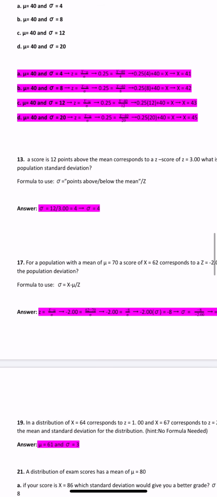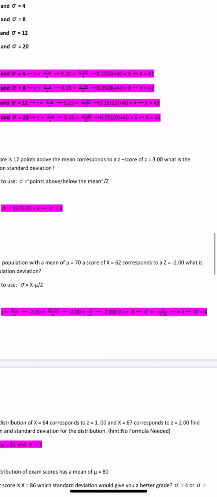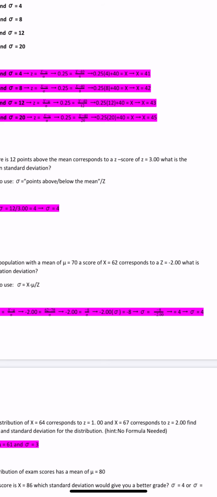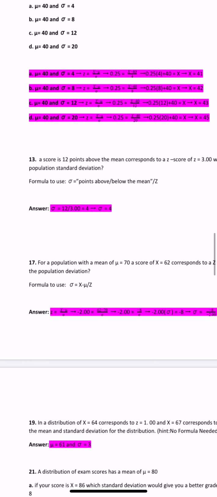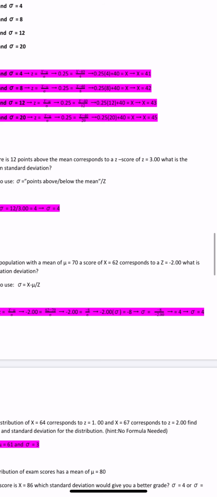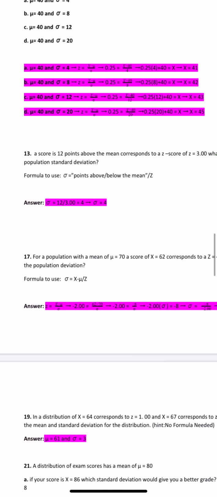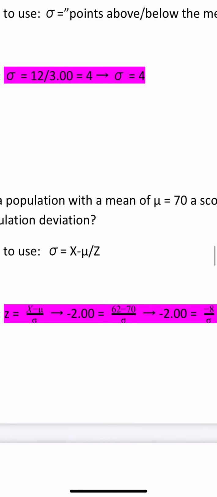All right, for a population with a mean of 70, a score of x equals 62 corresponds to a z of negative 2. What is the population standard deviation? So when you're given mu, x, and z, you can easily find the standard deviation now by doing x minus mu divided by z.